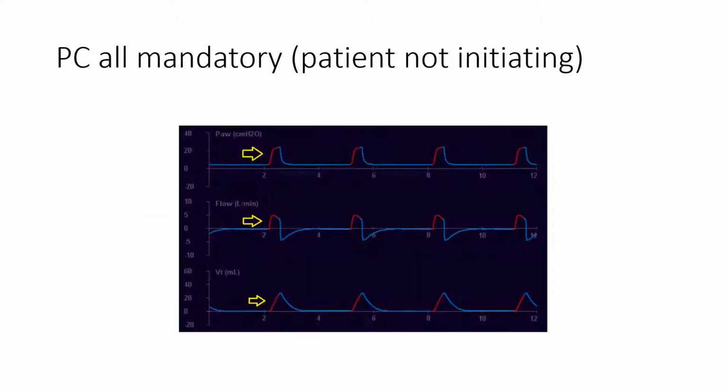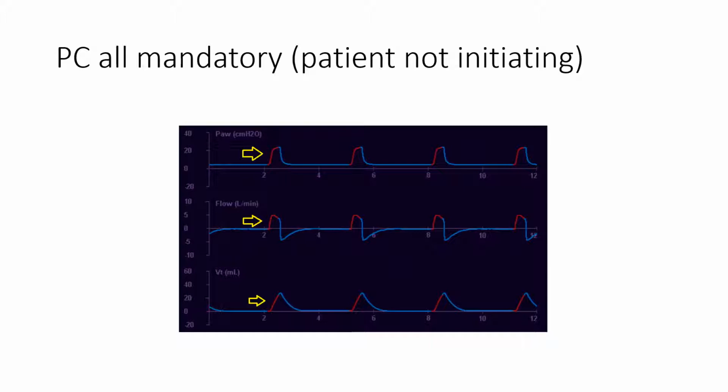Okay, let's go on. This is an example of your patient being in pressure control mode, and notice the yellow arrows are identifying that on the inspiratory limb of each breath, it is red. For this ventilator graphic, red means that it is a mandatory delivered breath, meaning the patient is not initiating a breath at all. So this is a pressure control where the patient is not initiating the breath.